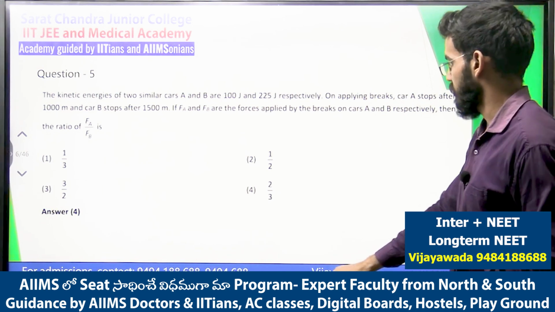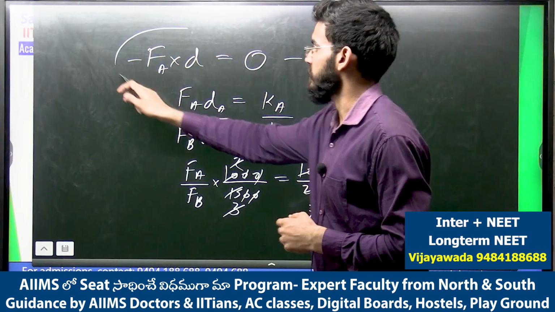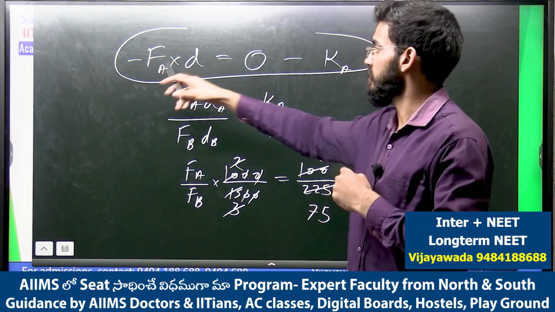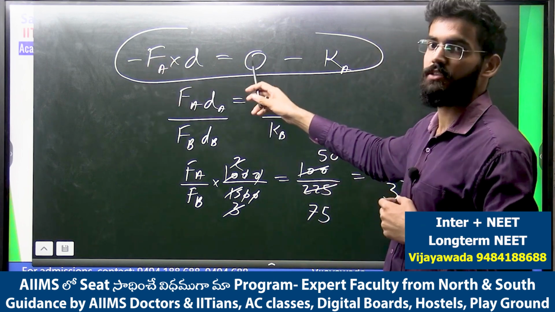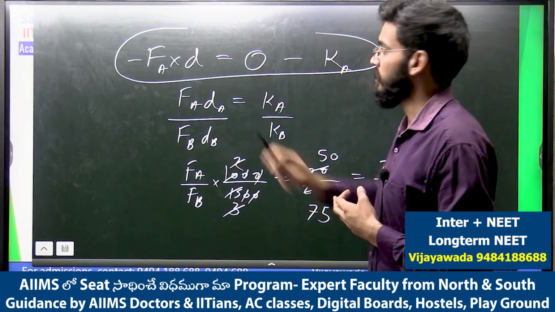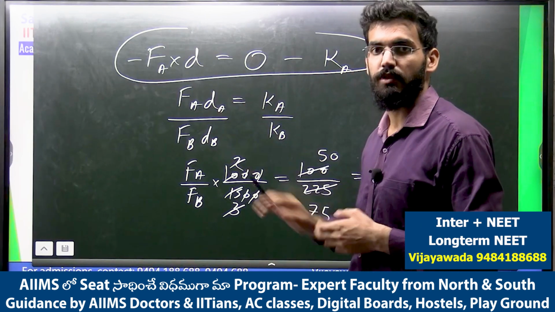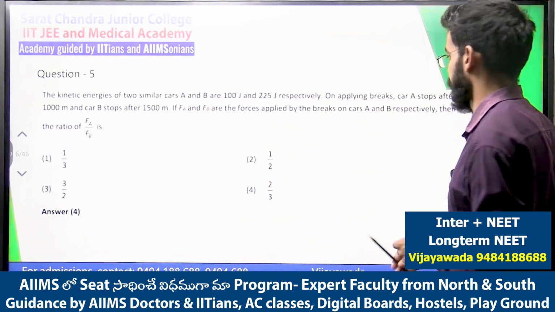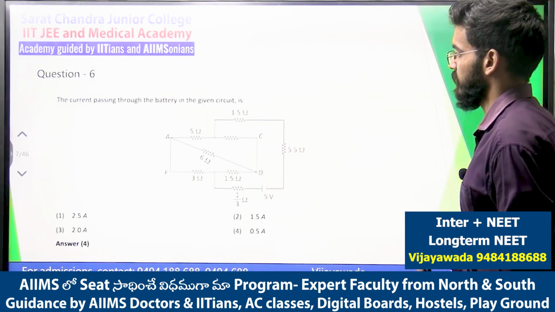So how did we do it? We did it with the help of the work-energy theorem. Work done by frictional force, or whatever braking force, equals the change in kinetic energy: final is 0 since it is stopping, initial is Ka. Similarly, you write it down for B also and divide both of them. That's how the answer will come. Easy question, right? Next, 7th.